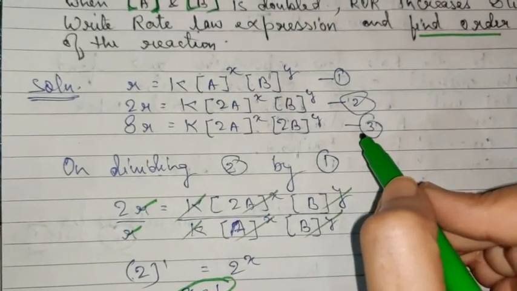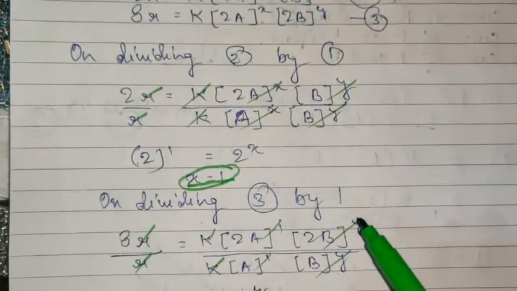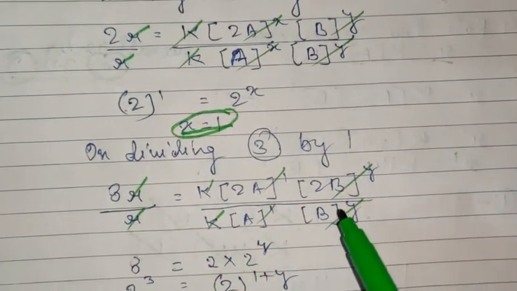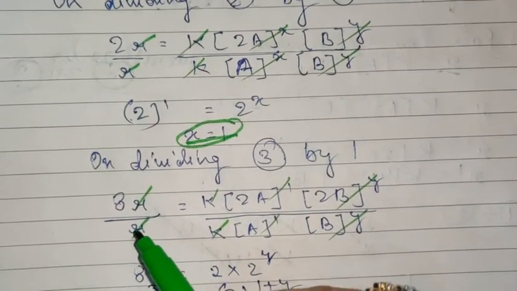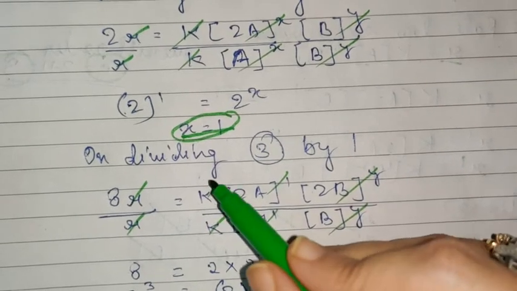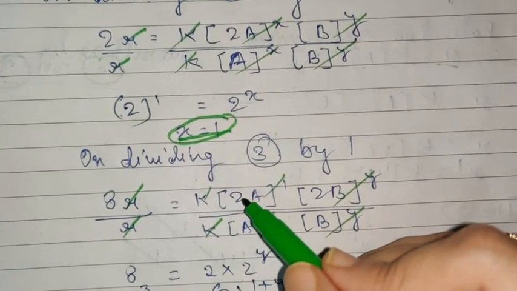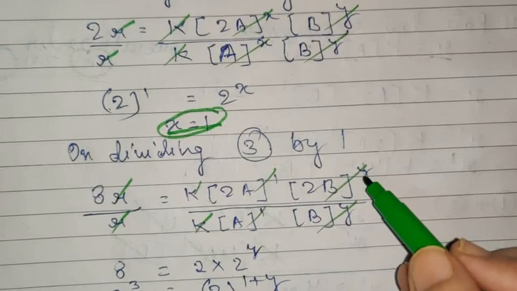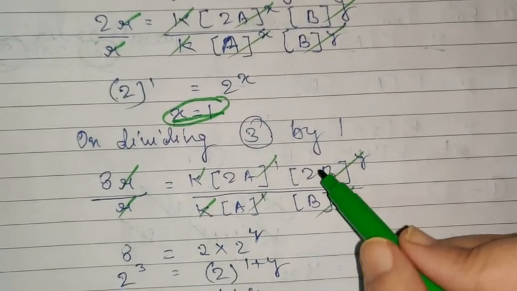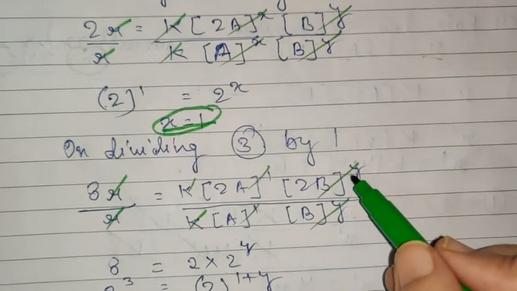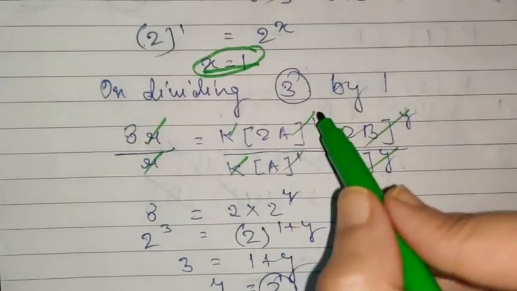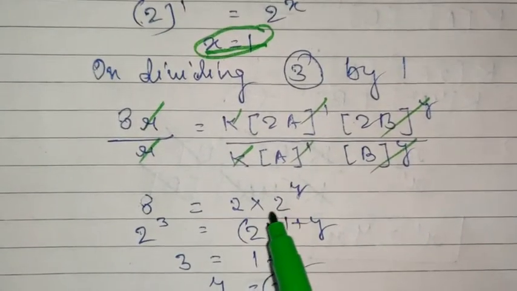So now when you divide equation 3 by 1, as you can see here, the equation will get modified like this. R and R will get cancelled off. A raised to the power 1 and A raised to the power 1 will get cancelled off. K will get cancelled off. 2 will remain here. B raised to the power y and B raised to the power y will get cancelled off. But 2 raised to the power y will be in the equation, as you can see here. The equation will get modified as mentioned here.